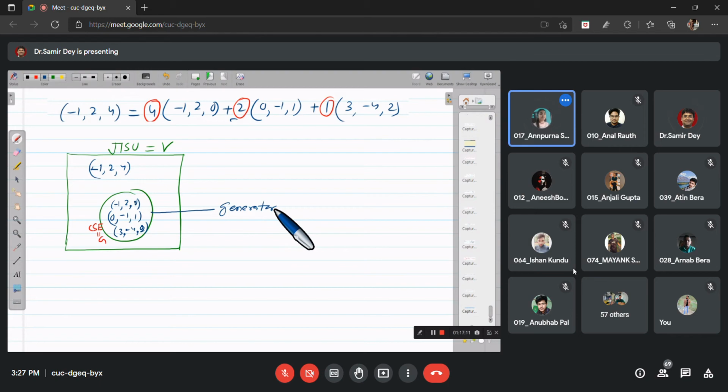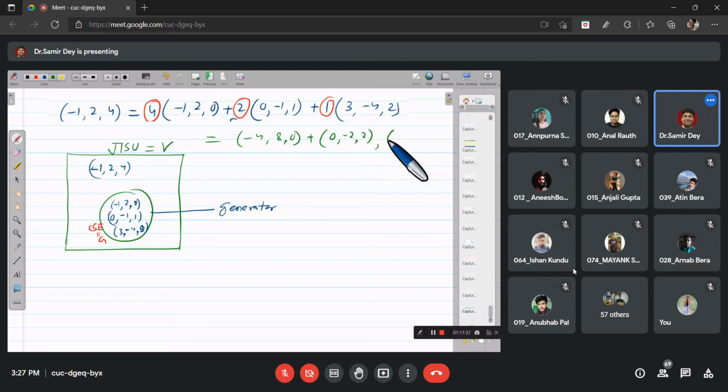Just from here it is clear that if you multiply 4 into this vector, 2 into this vector, 1 into this vector, and add all together, then you will get this result. Just check. That is -4, 8, 0, plus 0, -2, 2, plus 3, -4, 2. Please check. If you add, that is -4 plus 0, -3.